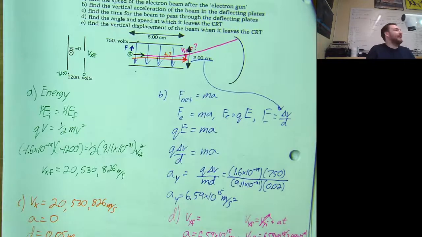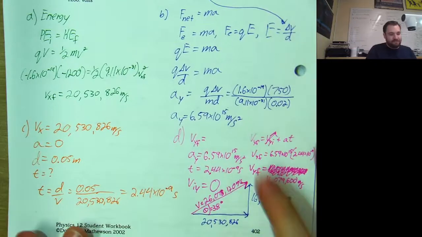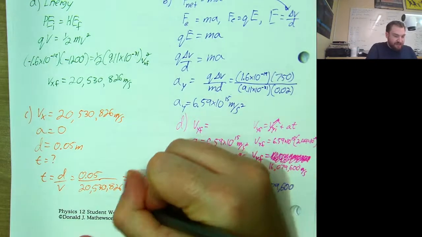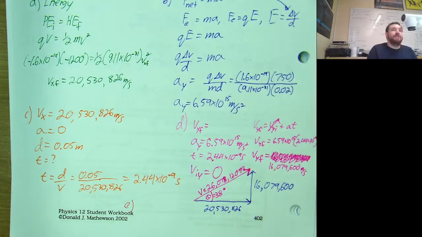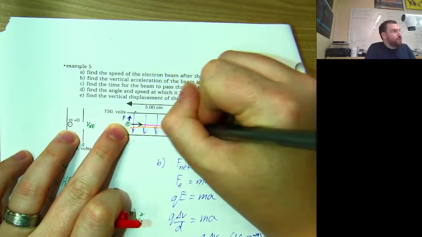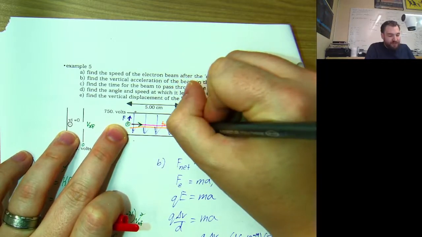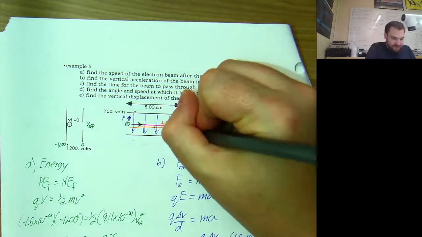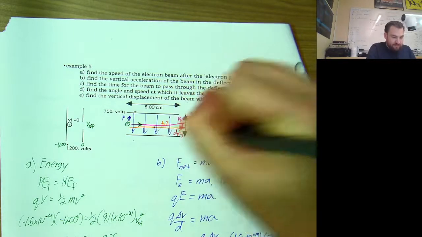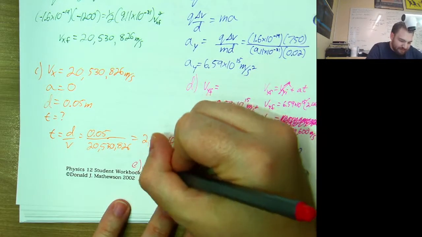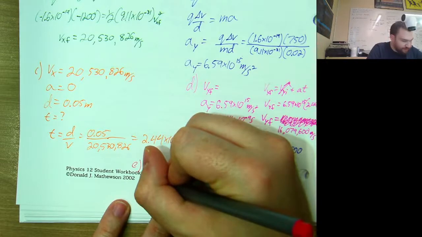We would flatten it for the sake of the problem. So the last part here, question E says, find the vertical displacement of the beam when it leaves the CRT. The vertical displacement just means it came in at the middle and it rose while it was in there. How high has it risen? So we're also going to say that that's our dy. Well, that's easy to find. dy is what we're looking for.